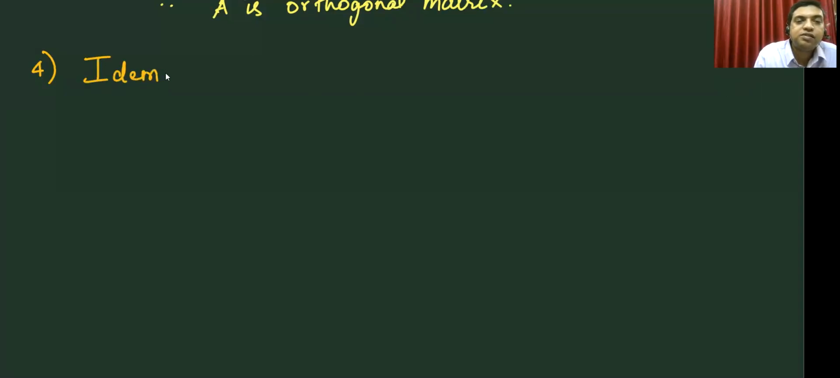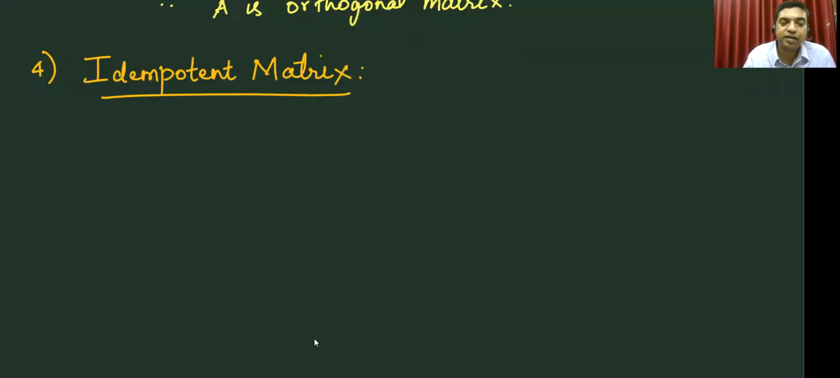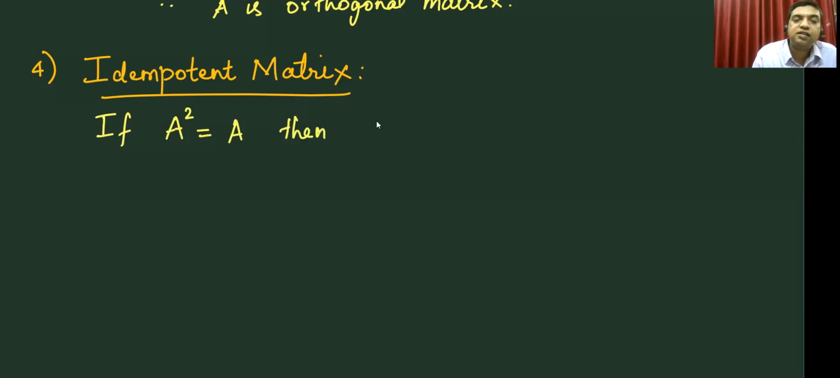Idempotent matrix. What is an idempotent matrix? A square matrix A is said to be idempotent if A square is equal to A. So if A square is equal to A, then A is called an idempotent matrix.